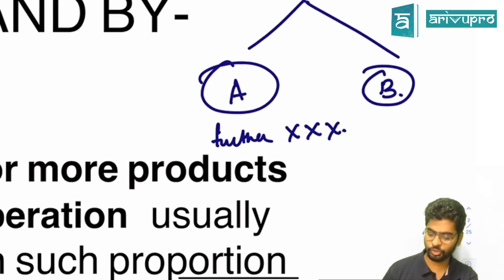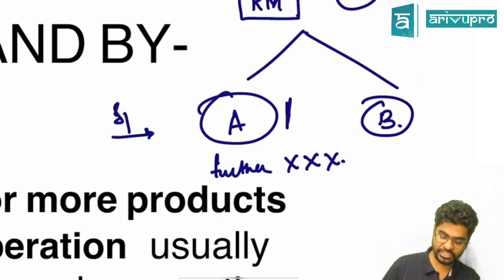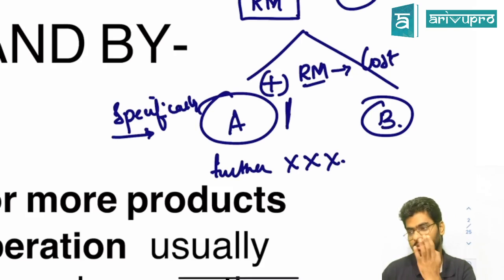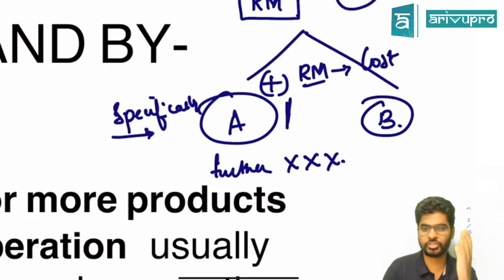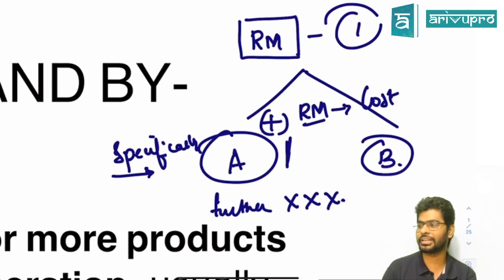Now if I have to understand the cost of A, it should have the cost that is incurred specifically for A, plus some portion of the raw material cost. Yes or no? If I am trying to find out the cost of A, I would have to add whatever I have incurred specifically plus some portion of my raw material cost, because that put together becomes my total cost of A. Yes or no?